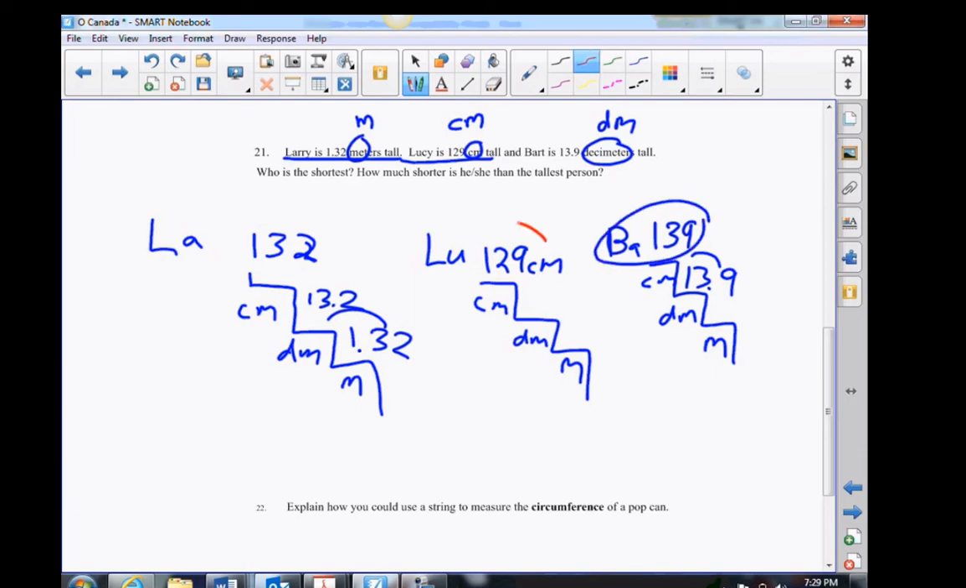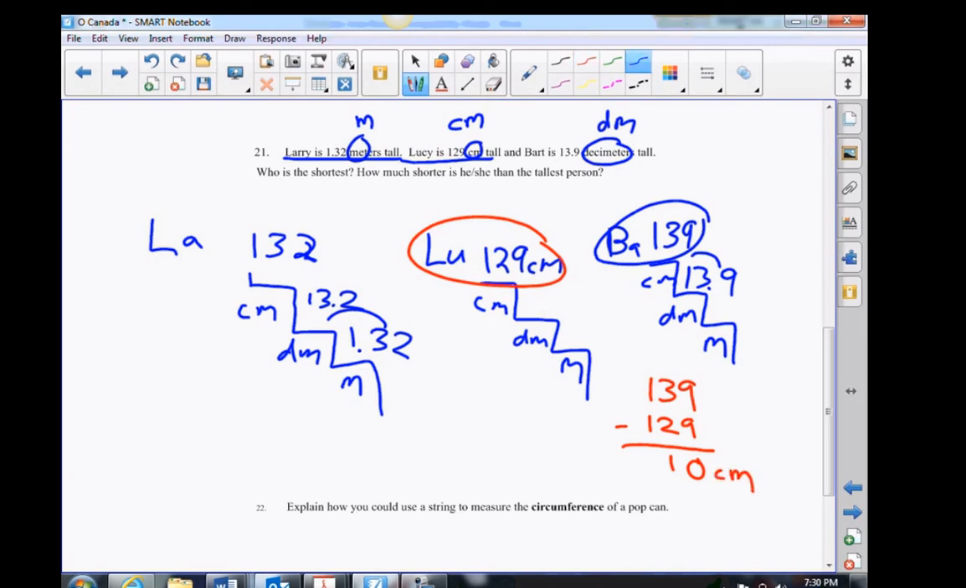How much shorter is he or she than the tallest person? Well, Lucy is 10 centimeters shorter than Bart. I know this because I take Bart's height and I subtract Lucy's from it. So 139, subtract 129, and I get 10 centimeters. A sentence for that part would be Lucy is 10 centimeters shorter than the tallest person, Bart.